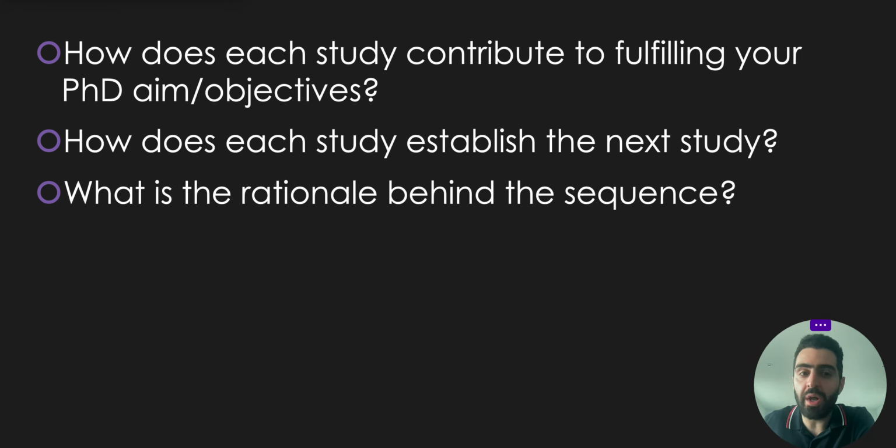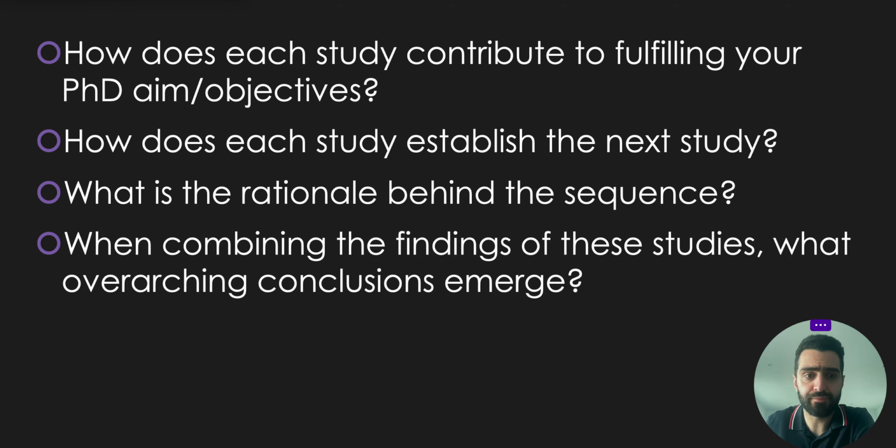The next one is, what is the rationale behind the sequence? So why did you start, for example, with a literature review followed by an economic study followed by a qualitative study, or whatever the sequence is? Why did you start with qualitative work followed by quantitative work? You need to make it very clear to the reader what's the rationale behind this sequence, and you're not just sort of using a scattergun approach and just doing whatever study feels right.